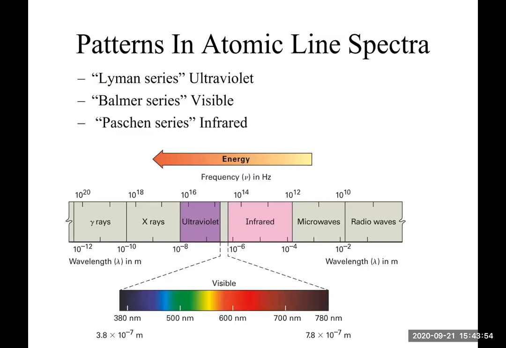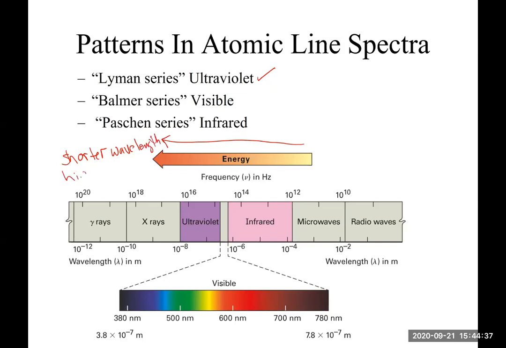They noticed patterns in these atomic line spectra that were associated with different levels of energy and different frequencies and wavelengths. So in looking at particular series, we had one scientist, Lyman, who was looking at UV rays, and UV rays are higher in energy. So here's our energy arrow increasing this direction. UV rays are higher in energy, have a shorter wavelength. So when you have higher energies, you have a shorter wavelength associated with the light.